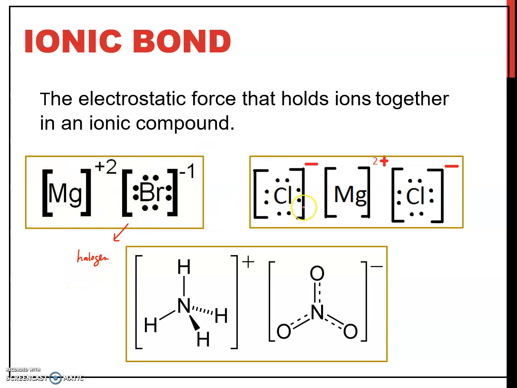Okay, so this is the example between magnesium and chlorine. One atom is usually from a metal, with a tendency to release electrons.